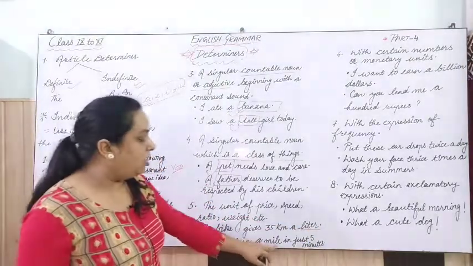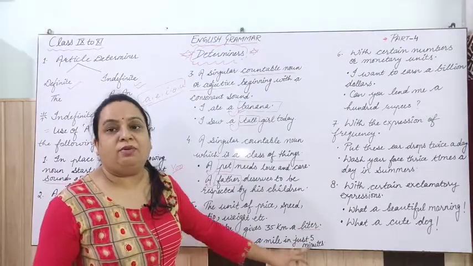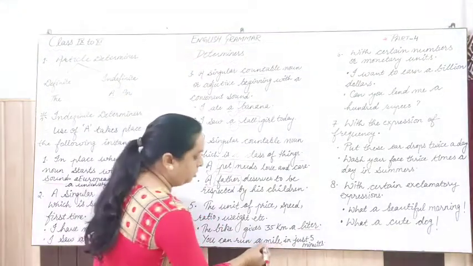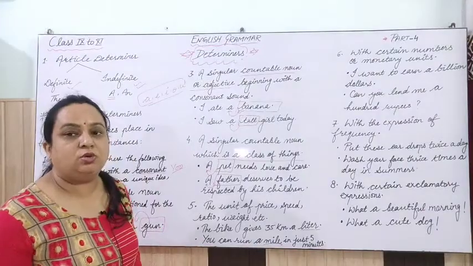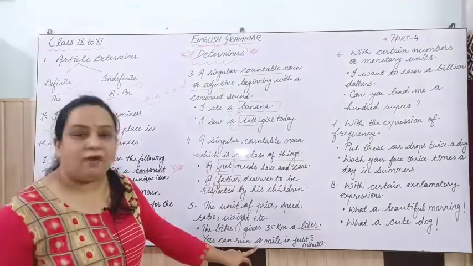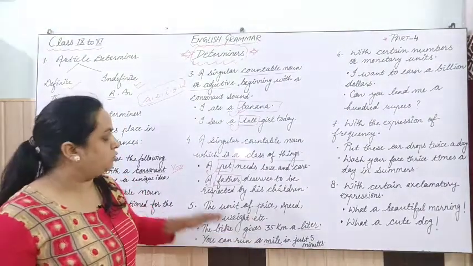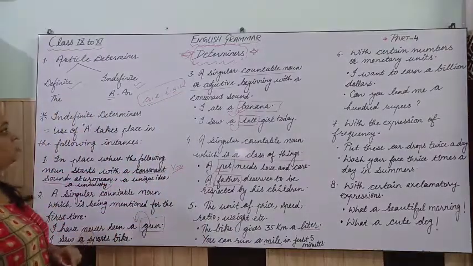You can run a mile in just 5 minutes. So here we are talking about mile, right? That is a unit and that is singular. So with that we have to use "a", right? So please just take a screenshot of all this.